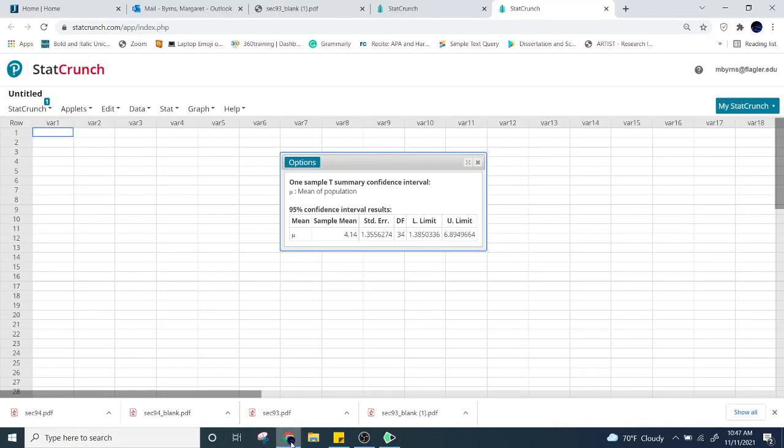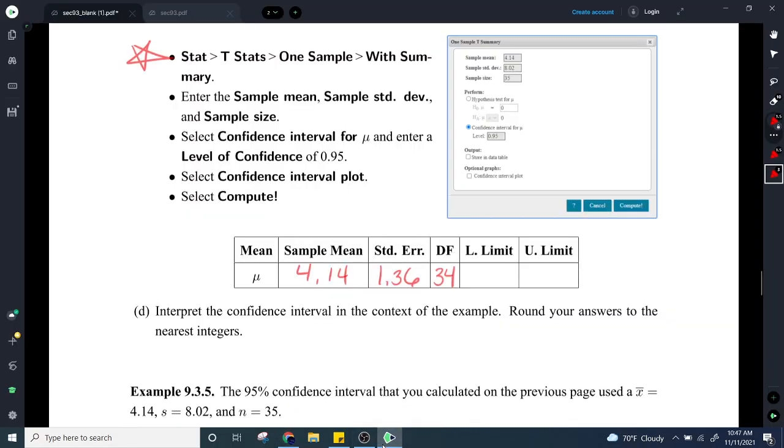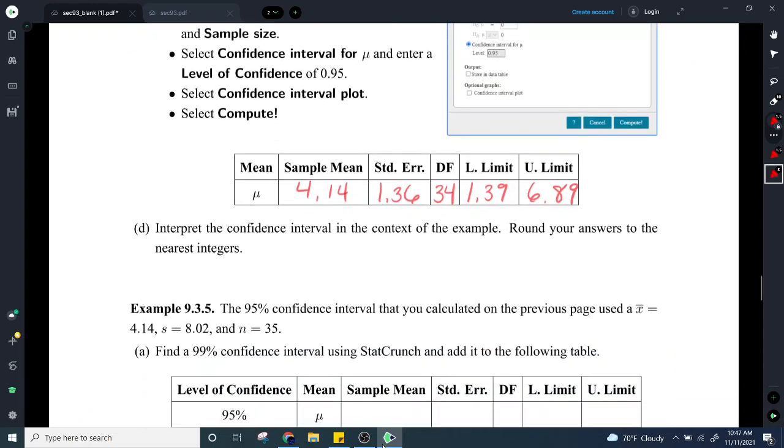And then StatCrunch goes ahead and does the lower limit and the upper limit for us. So the lower limit is 1.39 if I round it, and the upper limit is 6.89. So let's write those numbers down, 1.39 and 6.89. So interpret the confidence interval in the context of the example.